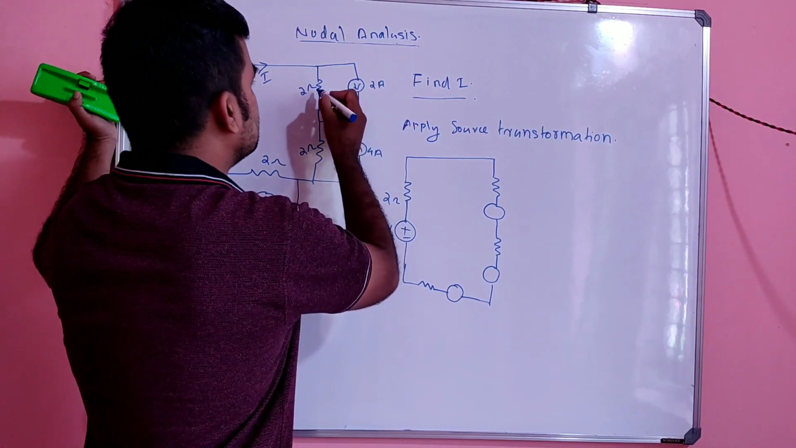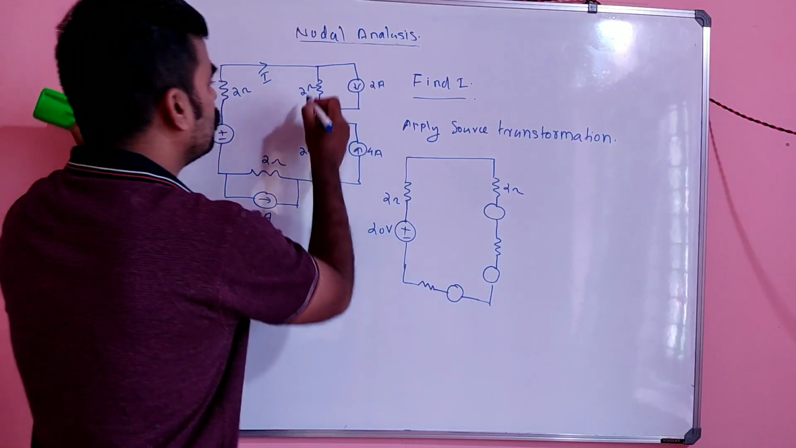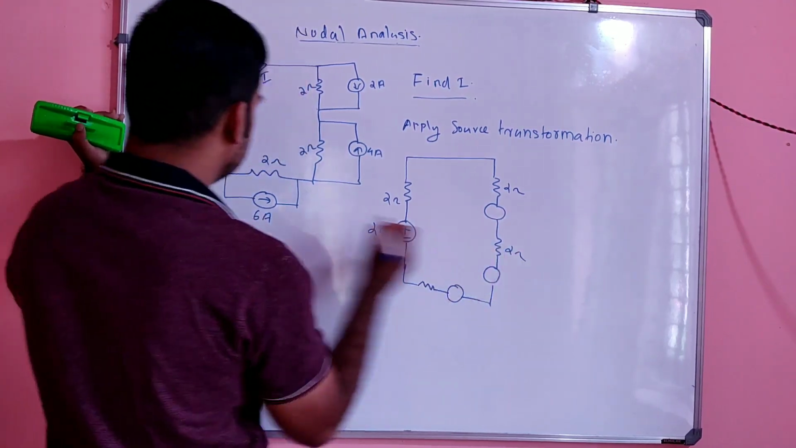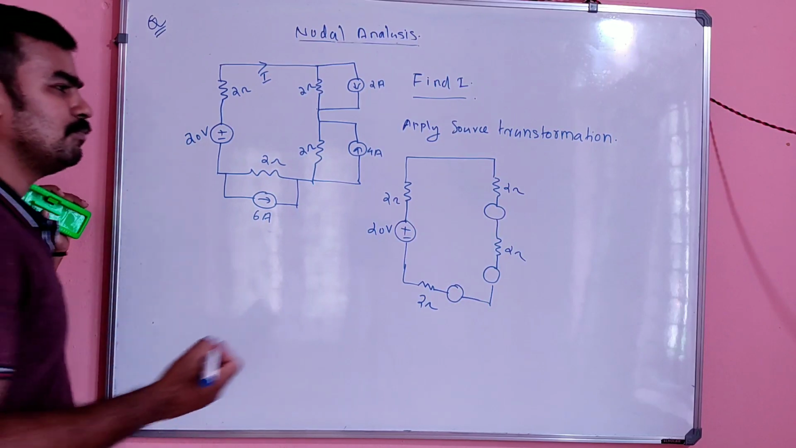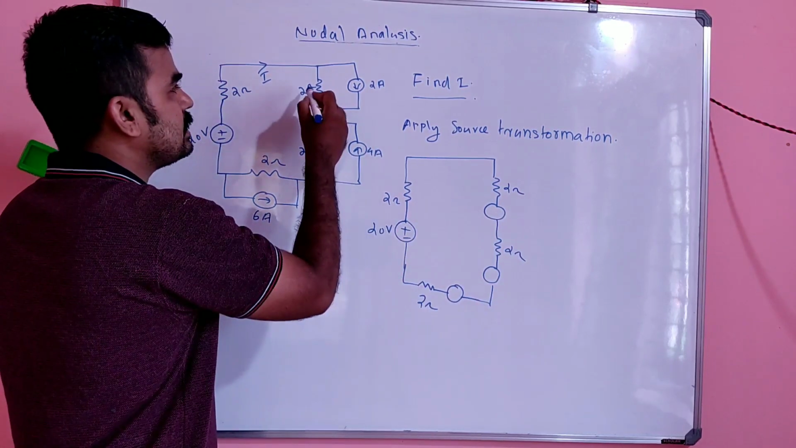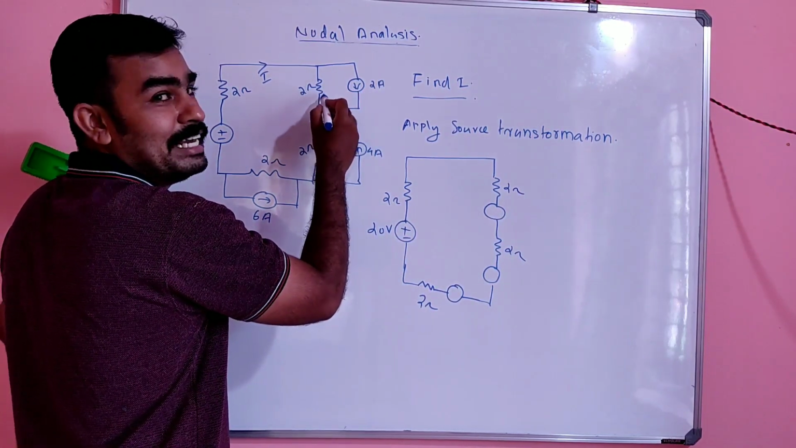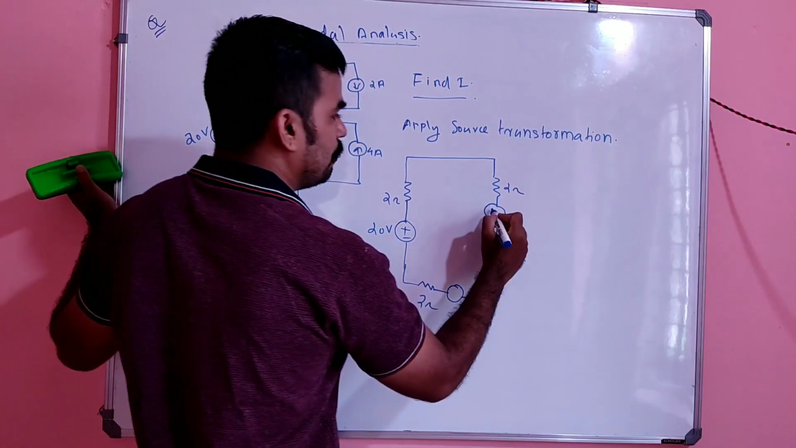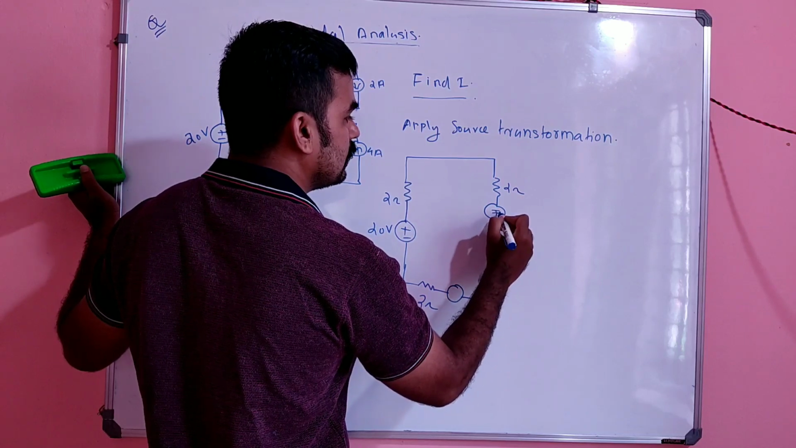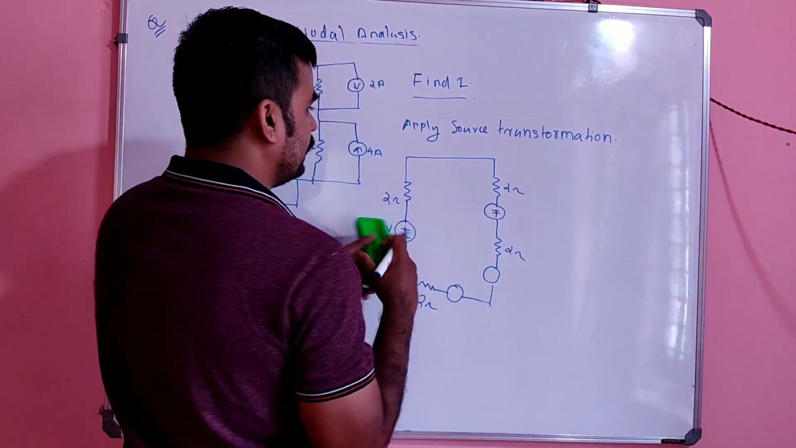The resistance values don't change, it is 2 ohm, it is 2 ohm, and it is also 2 ohm. There is no change in the value of resistance. But what is the voltage value here? Voltage is nothing but 2 into I, V is equal to I into R, so it will become 2 into 2, it is 4. So the polarity will be like this.